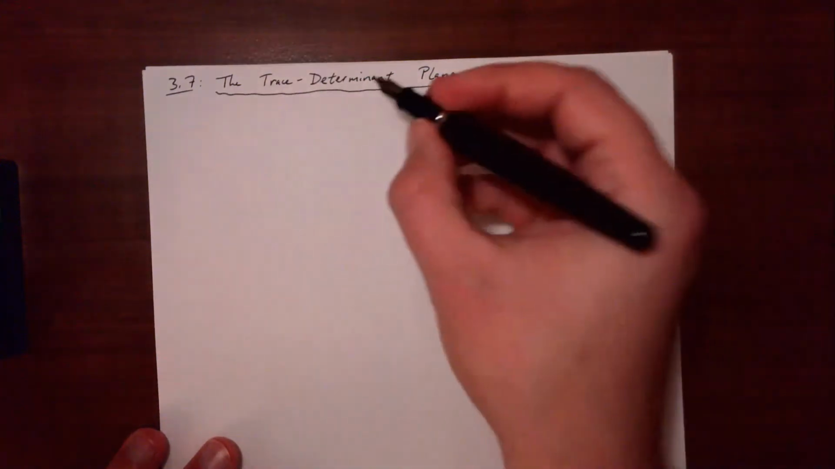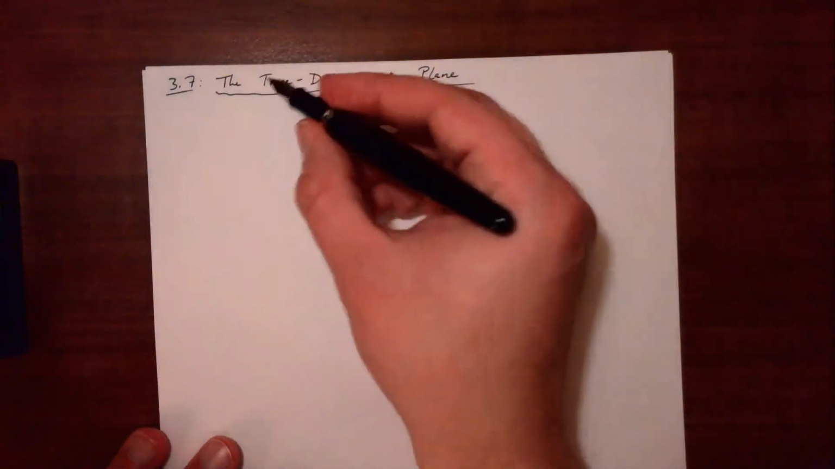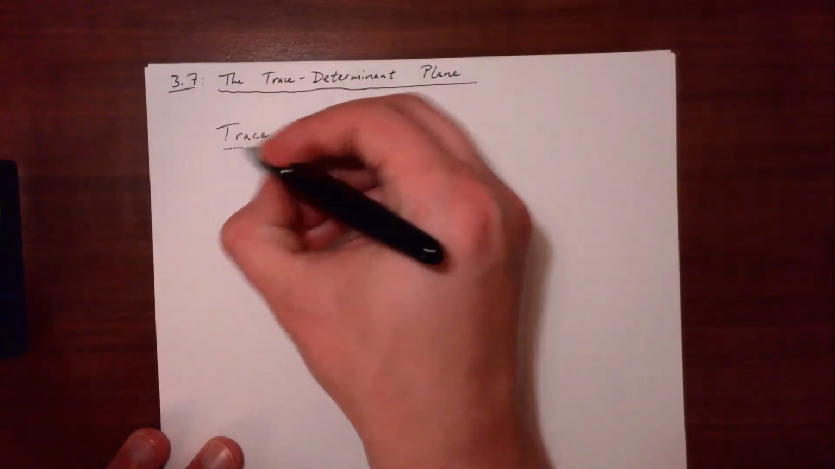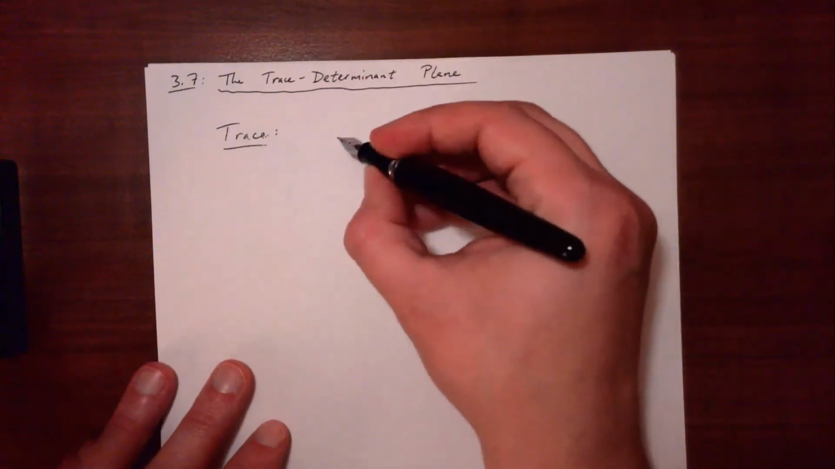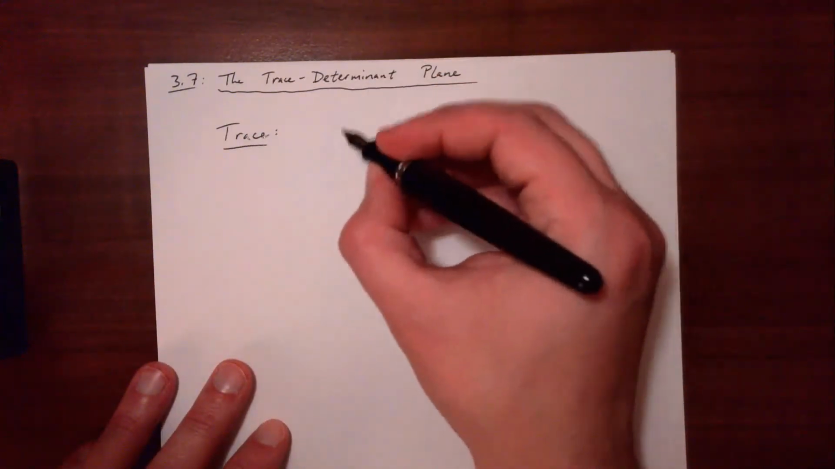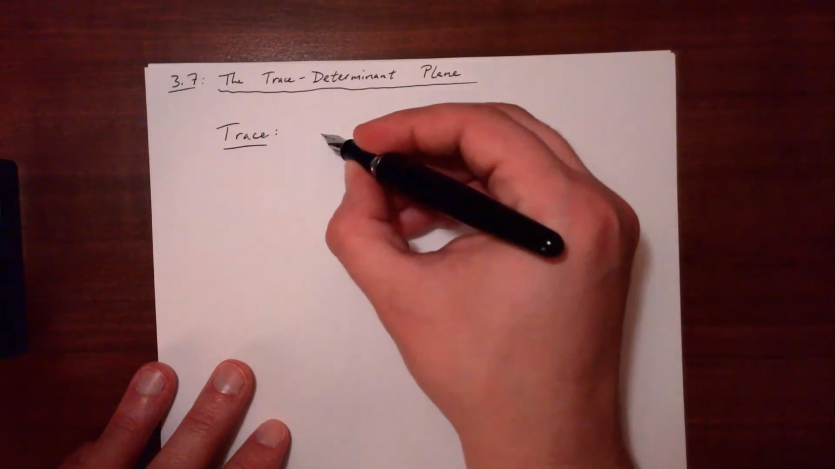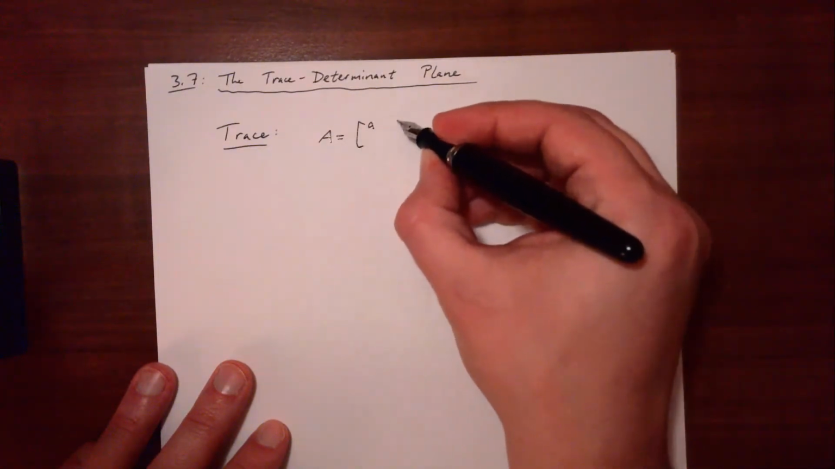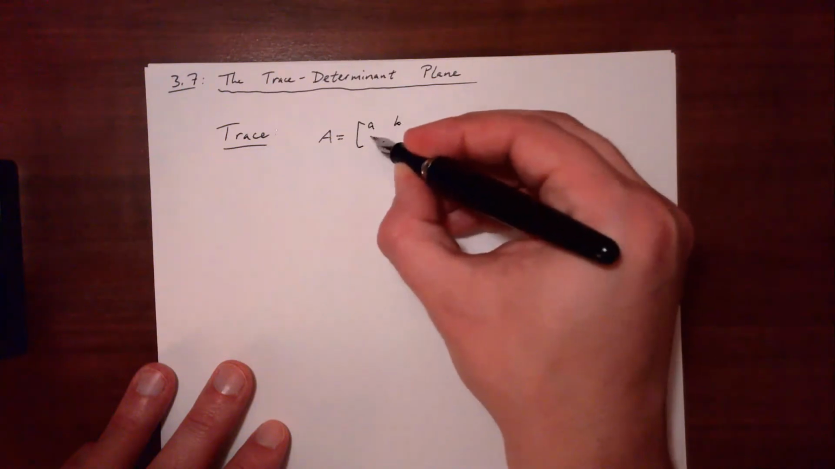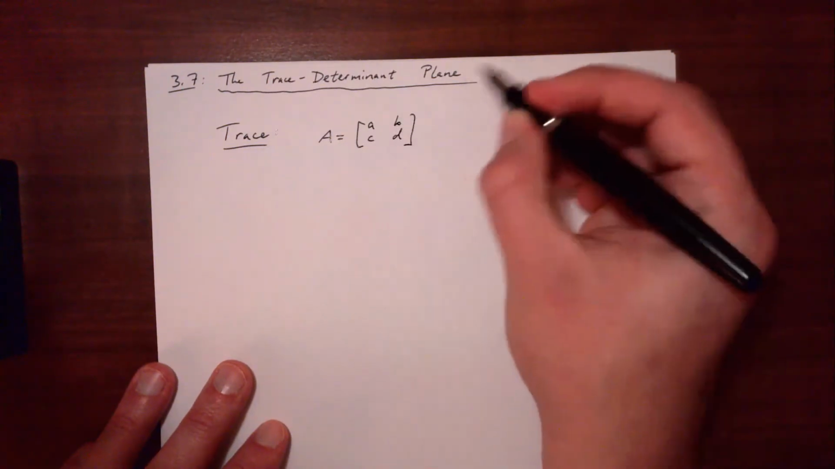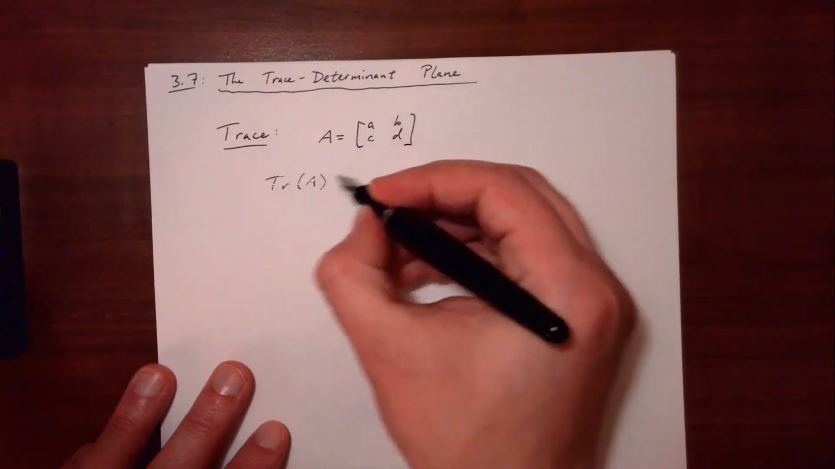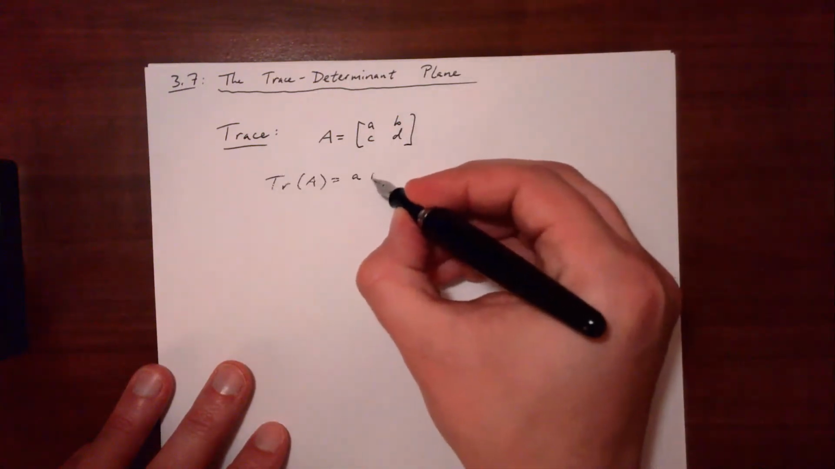Alright, well, determinant, that's an old friend of ours. Trace, though, you might not be as familiar with. So, trace. The trace of a matrix is equal to the sum of the entries along its main diagonal. So if A is a 2 by 2 matrix, a, b, c, d, then the trace of A is just equal to a plus d.